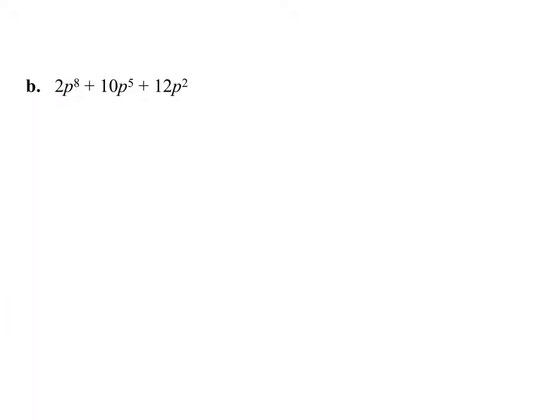So the instructions, again, are factor completely. So I think I can factor out a monomial first. So let's go ahead and take out a 2, because everything's even. So I know I can take out a 2 and a p squared. What I have left is p to the 6th power, 5p to the 3rd power, and 6. Now what can I do with that trinomial? That trinomial actually factors into two binomials.